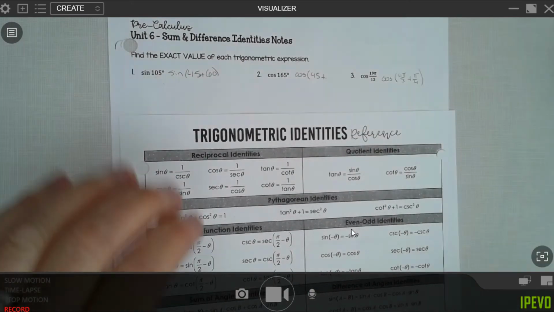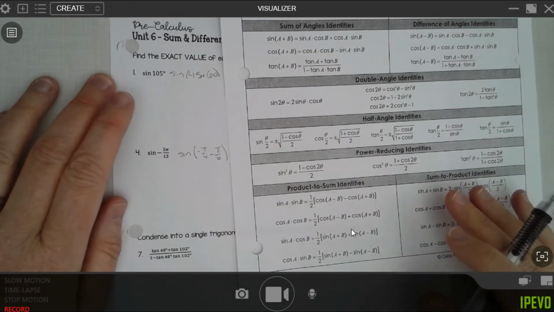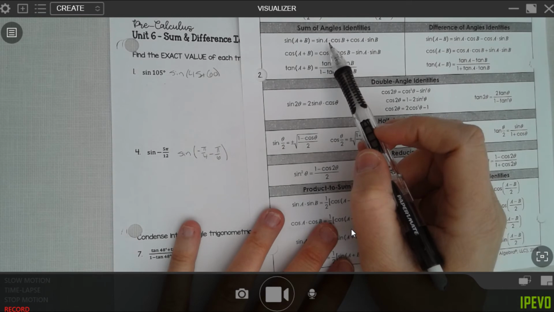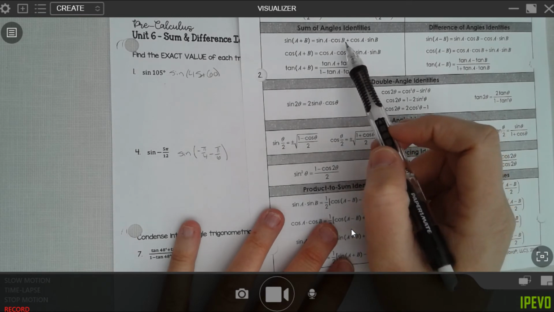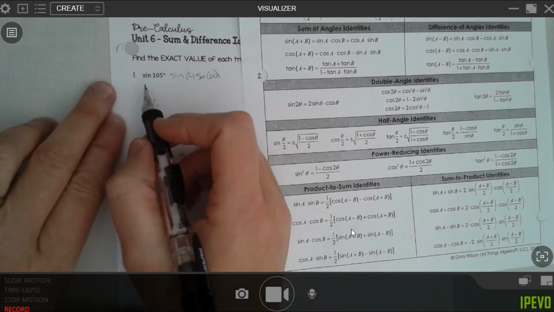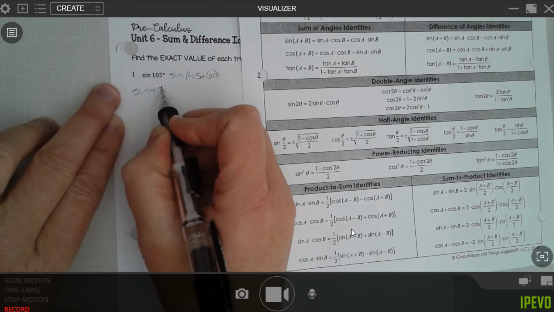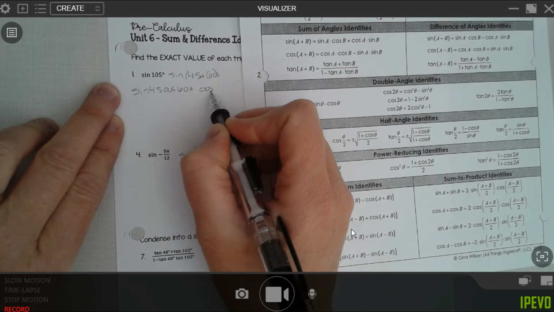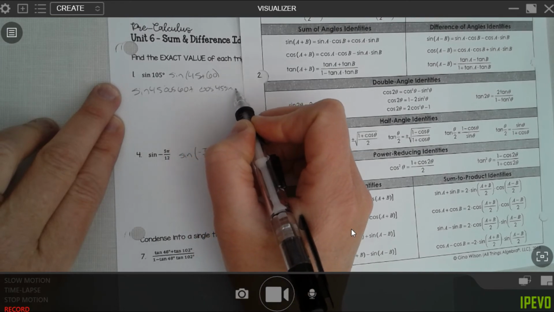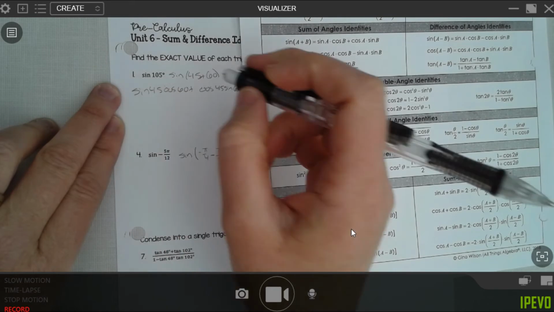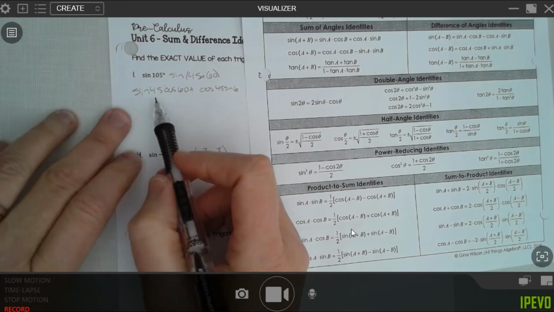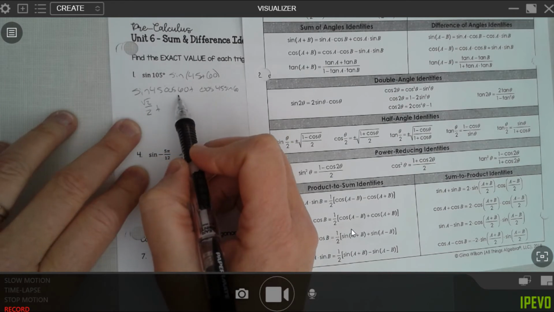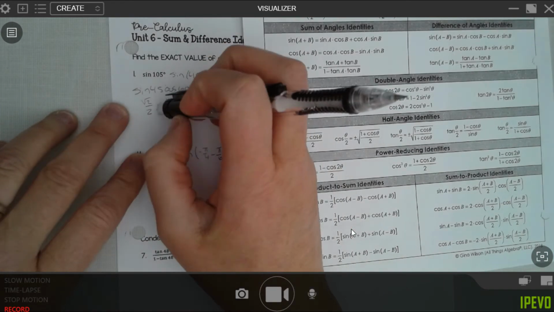Then I'm going to look at my handy dandy chart over here, and it tells me that wherever I see an A, I'm going to put a 45, and wherever I see a B, I'm going to put a 60. So then that says sine of 45 cosine of 60 plus cosine of 45 sine of 60. And then we just have to know our values. So sine of 45 is radical 2 over 2, and then cosine of 60 is 1/2. And why I put plus there is a times.